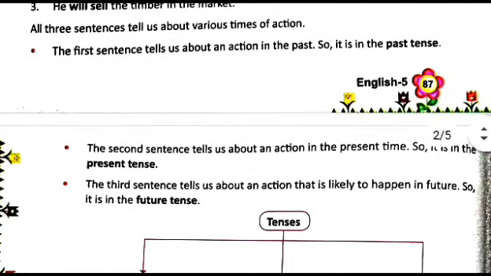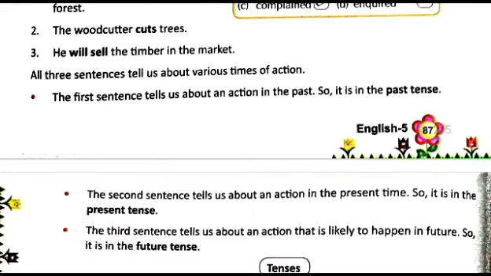The second sentence tells us about an action in the present time. So it is in the present tense. In the second sentence we can see that the woodcutter cuts the tree. The word cuts is a verb of present form. It is showing that the action is in the present time. The third sentence tells us about an action that is likely to happen in future. So it is in the future tense. Will sell. Those words show that the action will take place in future, and that is why it is in future tense. So there are three tenses: past tense, present tense and future tense.